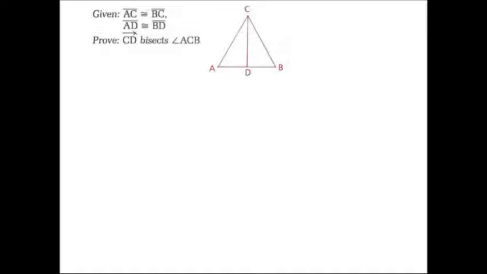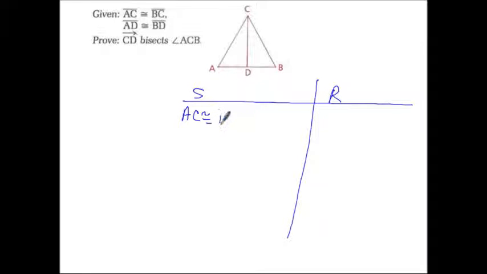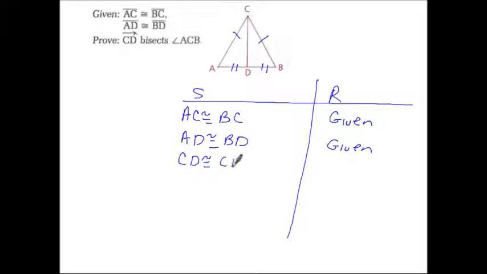So here we go. Let's go ahead and start with our 2 columns. And let's enter in those givens. So we're given that AC is congruent to BC. That's going to be given. I said congruency, I mark congruency. I have that AD is congruent to BD. I said congruency, I mark congruency, and now I'm observant. I see reflexive. CD is congruent to CD. The reason is reflexive. I said congruency, I mark congruency.